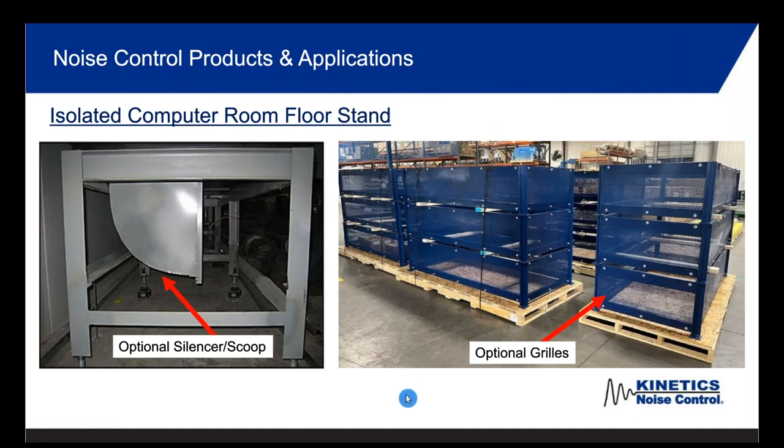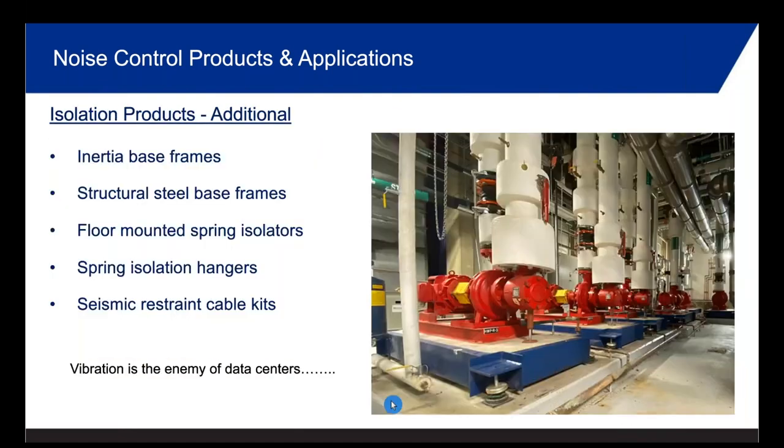They also come with optional silencer scoops. Silencer scoops are just turning vane scoops, so those are built in. And then also optional grills. These are actually 3 of those stands stacked up with grills around them. And so those have been some requests. So really whatever you need, that's what we got.